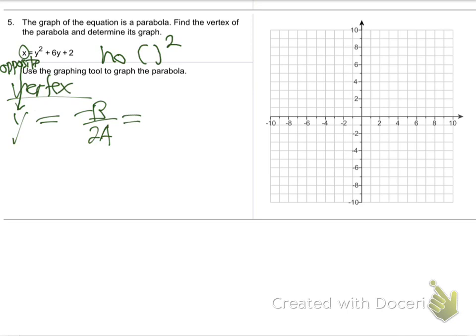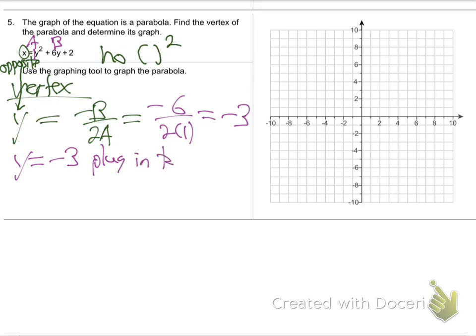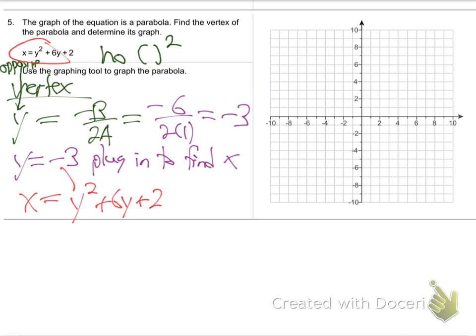This is a is 1, b is 6. So negative b over 2 times 1. Do you see that right there? So that's going to be what? Negative 3? So I've got y equals negative 3. Now plug in to find x. Plug into the beginning formula. Let me get rid of all this scribbles. The beginning formula, bring it down. X is y squared plus 6y plus 2. Plug in, boom. Plug in, boom.